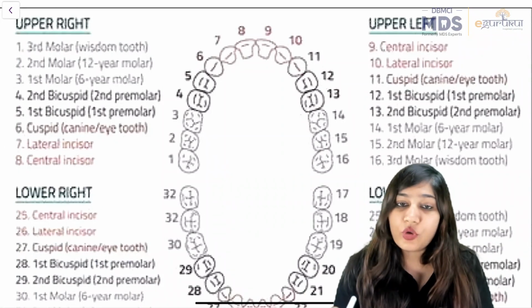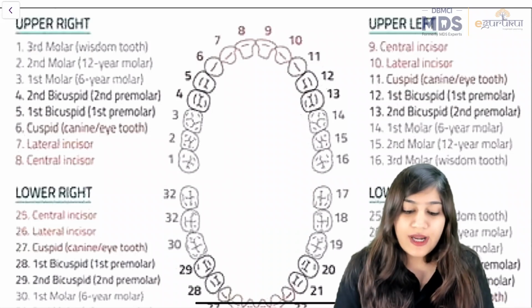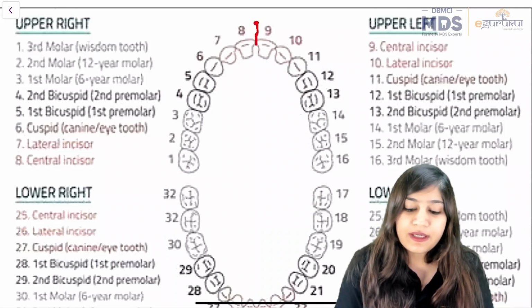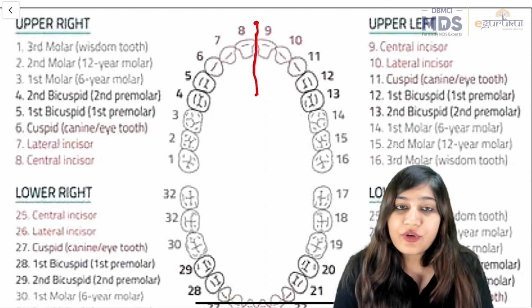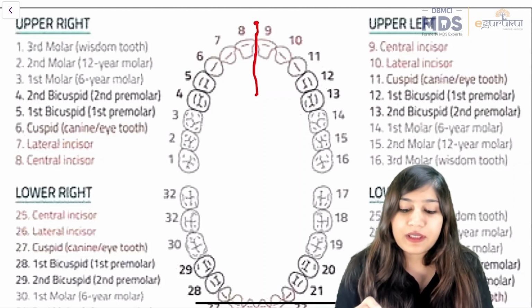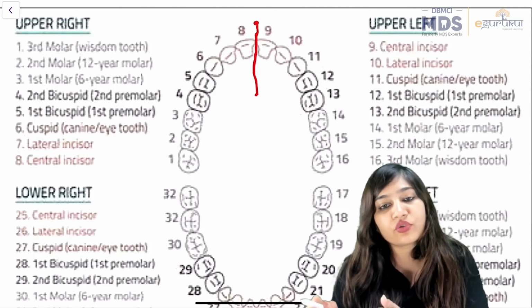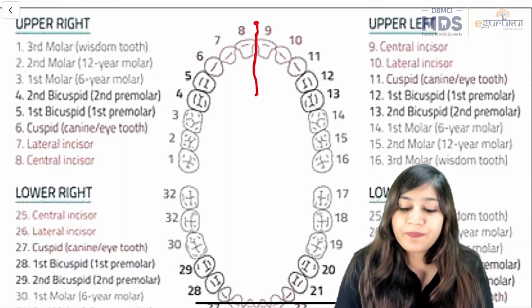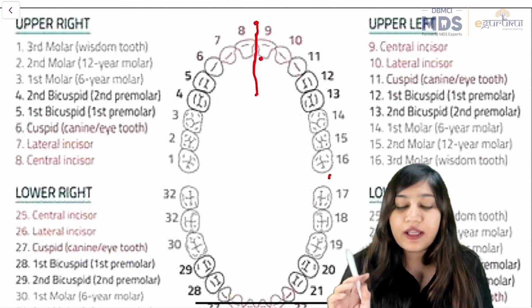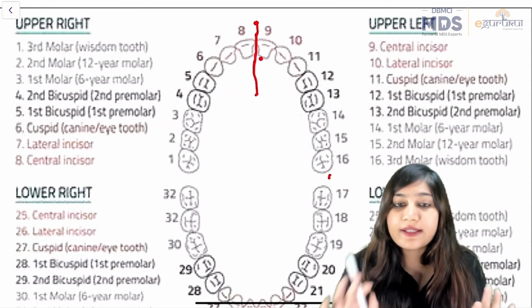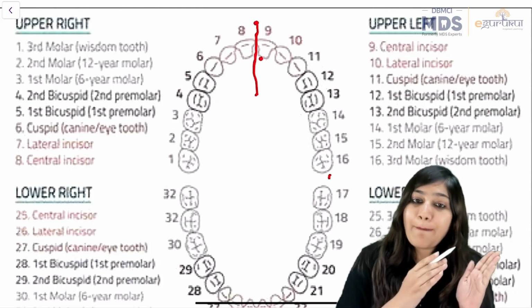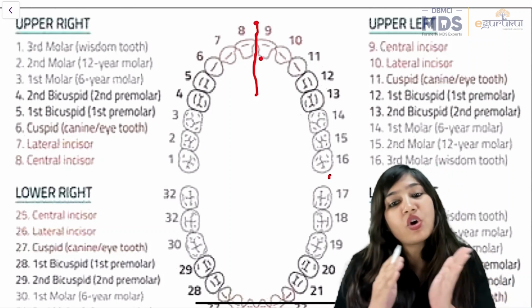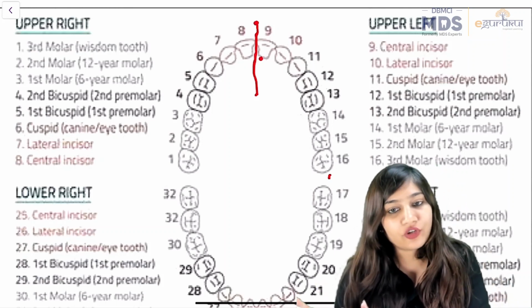Starting from the third molar, the numbering is given. 1, 2, 3, this is our midline. Till the central incisor, we have 8 number. Then again coming to the next quadrant, upper left quadrant. Start with the central incisor, ending with the third molar. From 1 to 16, we have from upper right quadrant to upper left quadrant.